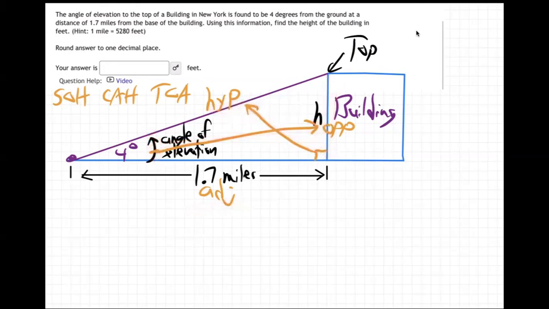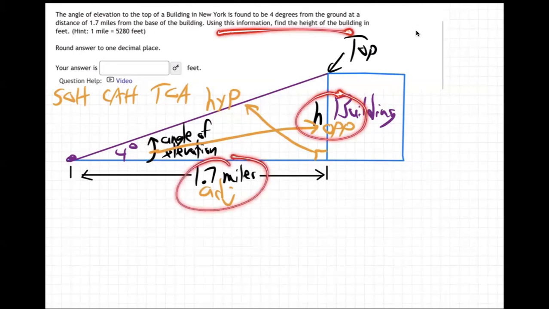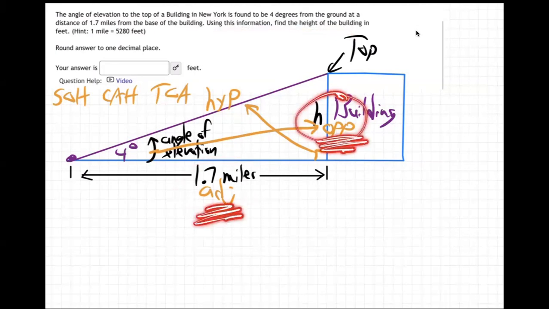Okay, so which two sides am I focused on here? I need to find the height, that's opposite. And I've been given the adjacent of 1.7 miles. I'm not going to use the hypotenuse at all. Why? I don't know the hypotenuse, and they're not asking me for the hypotenuse. I care about the height because that's what they're asking me for. So I need a trig function using opposite and adjacent. Which trig function uses opposite and adjacent?